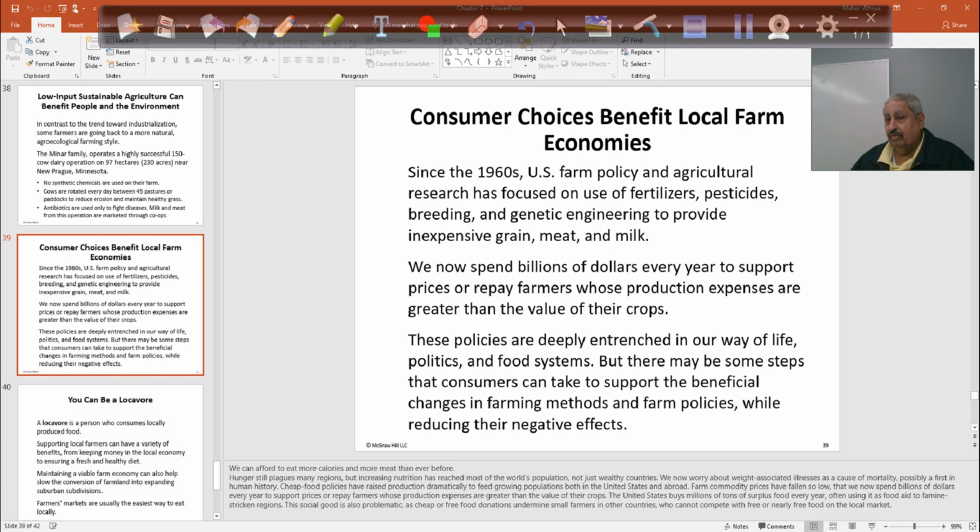Consumer choice benefits local farm economies. We spend billions of dollars every year to support prices and repay farmers whose production expenses are greater than the value of their crops. They are compensated. The policies are deeply entrenched in our way of life, politics, and food system. But there may be some steps that consumers can take to support beneficial changes in farming methods and farm policies while reducing their negative effects.